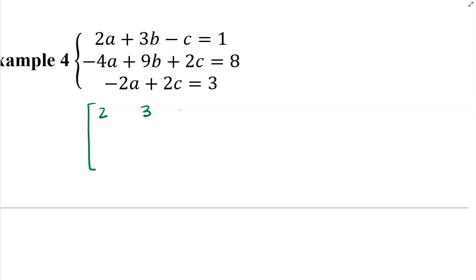2, 3, negative 1, 1, negative 4, 9, 2, 8, negative 2, 0 as our placeholder for no B values, 2, and 3. We're going to apply the keyboard shortcut to this matrix. Notice that this is a 3-row, 4-column matrix, so we better enter this as a 3 by 4, and we'll let the calculator compute the results for us.